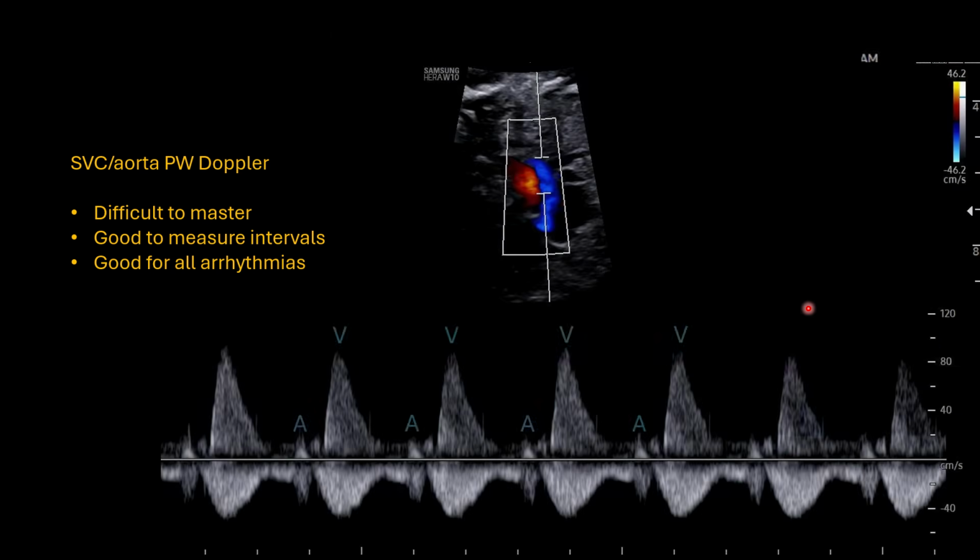And then when we see the tracing, we can get both the SVC as it's going down on the screen. We see it below here. This is the S wave and the D wave. And then you see the slight reversal with the A wave here, the A kick, and then the V wave here, the aortic flow going out of the aorta above the baseline. Nice sharp delineation of the flows and nice measurements for the timing of events. Here is the mechanical PR interval, and this is good for all arrhythmias.